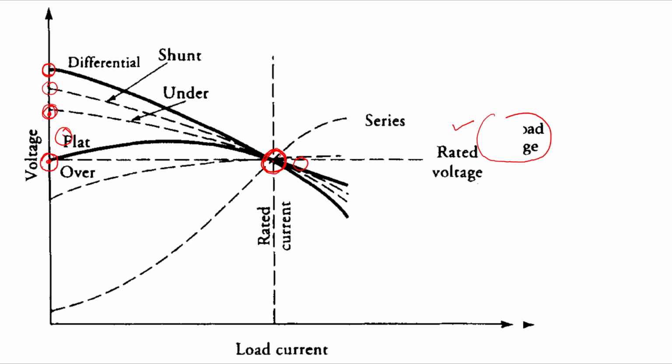And series, of course, we are saying this is the dotted line for the series generator, right? So this is how we can maintain the voltage for different generators at full load.